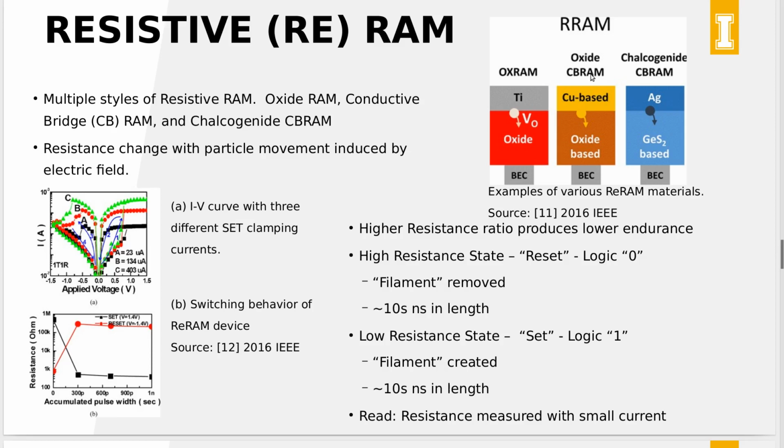Oxide charge bridge or conductive bridge RAM is similar in that you have an oxide-based cell, but instead of introducing oxide vacancies in order to reduce the resistance, you implant copper ions into it and create a filament of copper in order to create a low resistive state. In chalcogenide CB-RAM, you change your oxide into a chalcogenide material with gold implanted in order to create the filament.